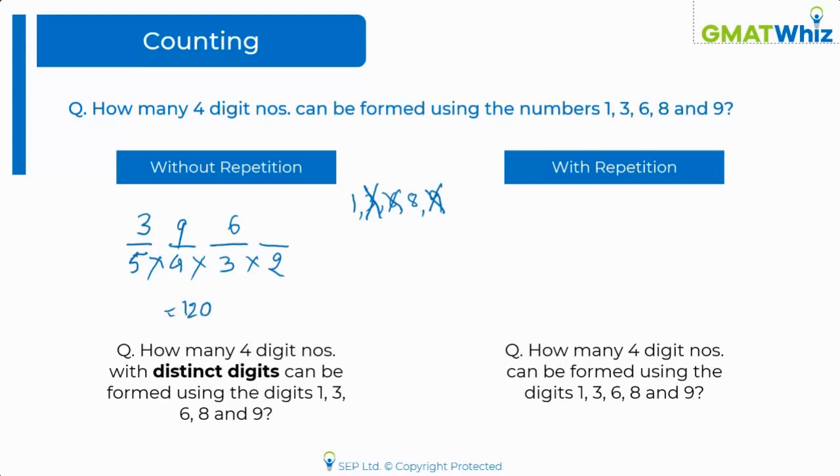With this learning, let's quickly solve the question with repetition. 4 places again, and let me use these numbers once again. I have these 5 numbers available with me: 1, 3, 6, 8, 9. Now what changes here? I can start with any number, any place. I don't have to start from the place on the left always. I can even start with the place on the right, wherever you want. For the first place, I have 5 options. But even if I place a 6 over here or any other number, I don't have to cross that number, simply because I'm allowed to repeat things.